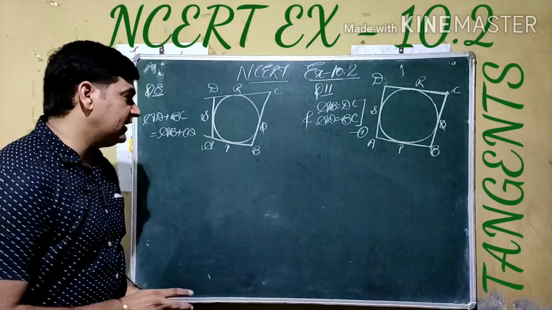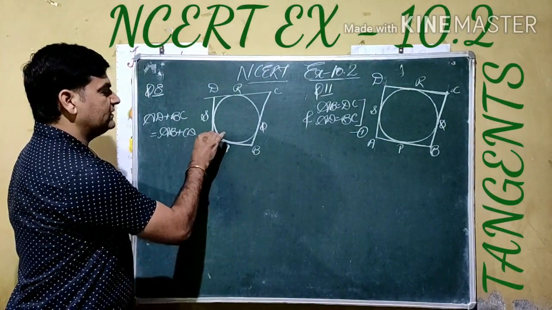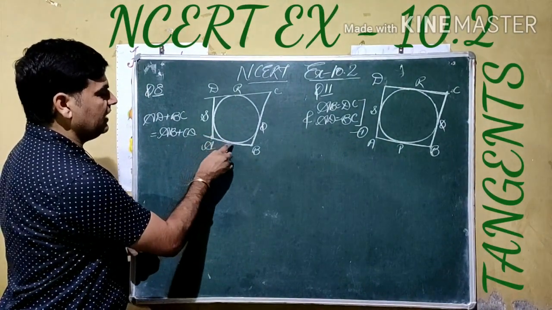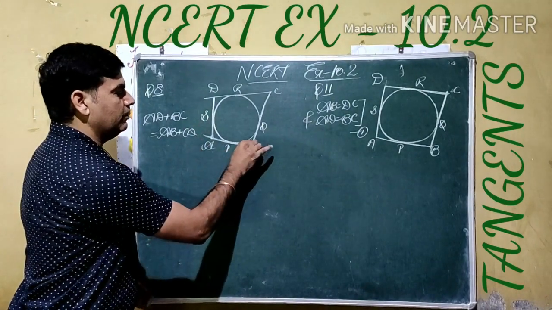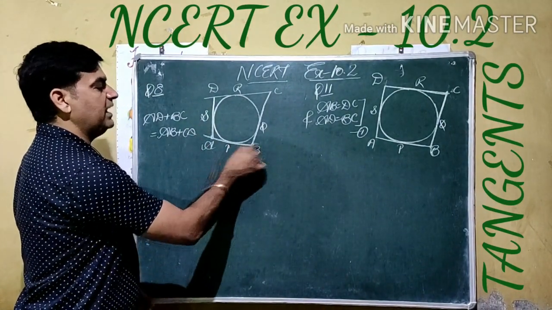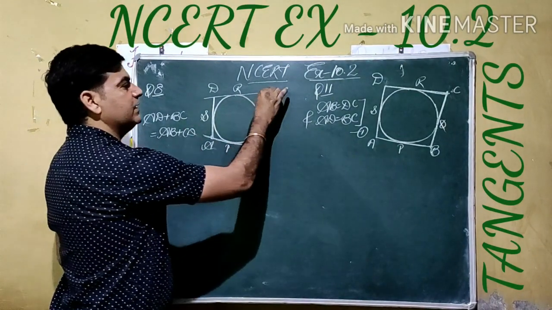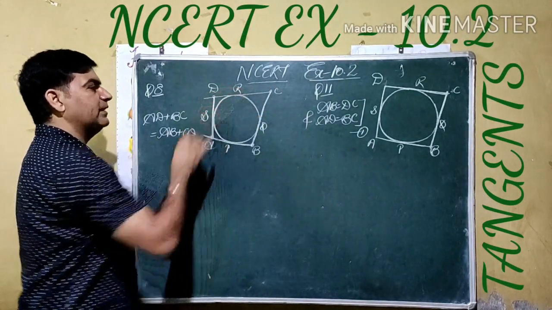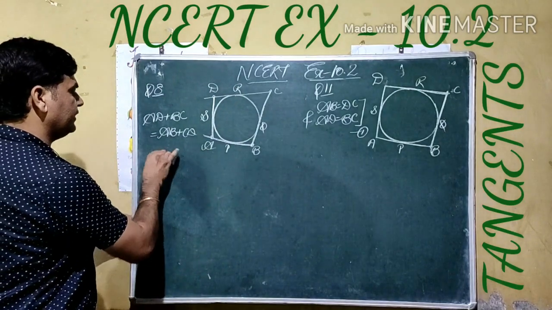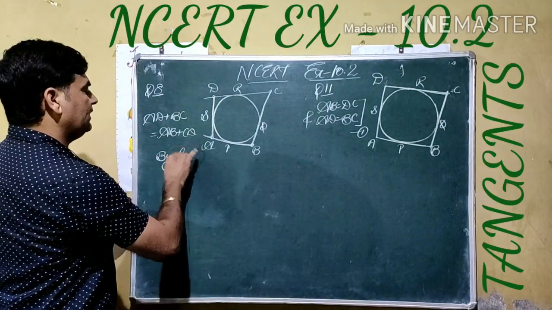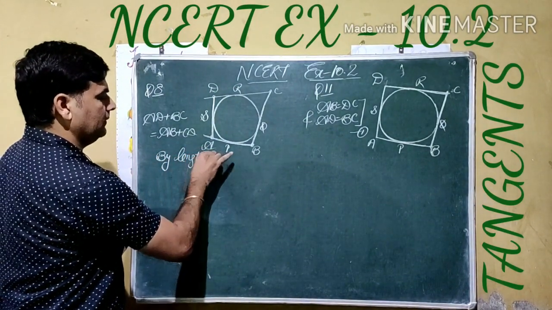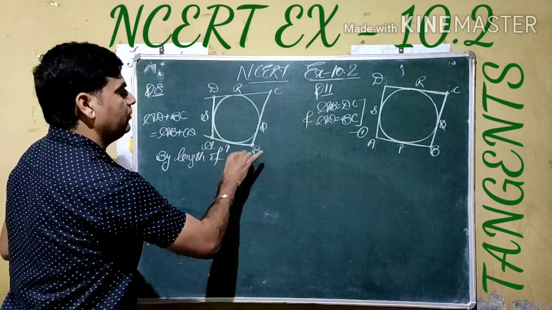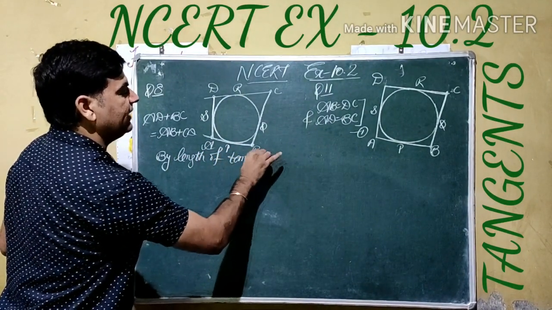How can we prove? If you see here, A is an external point, two tangents are drawn, AP and AS. Same here, from point B two tangents are drawn, BP and BQ. From C, same here, CR and CQ. From point D, DR and DS. So first of all we are going to use the length of tangents. As you know, if we draw tangents from an external point, they are equal in length.